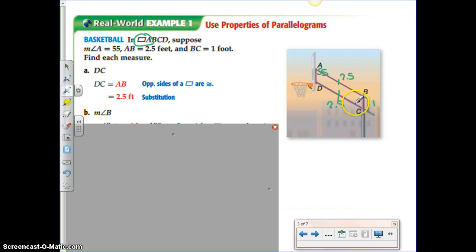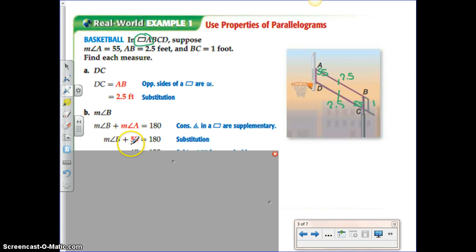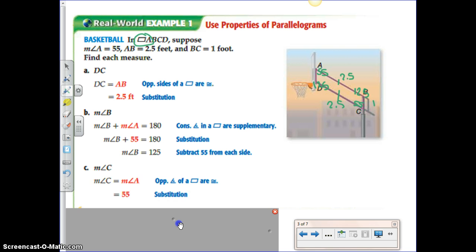Measure of angle B. Well, we know that opposite angles are equal, so this will be 55, but we're trying to find the measure of angle B. Consecutive angles will add up to 180. So we can say 55 plus measure of angle B equals 180, and therefore solve to find this to be 125. Which then tells us that since opposite angles are equal, this must be 125. Measure of angle C we just found using that opposite angle theorem.